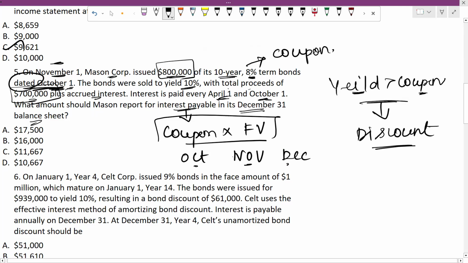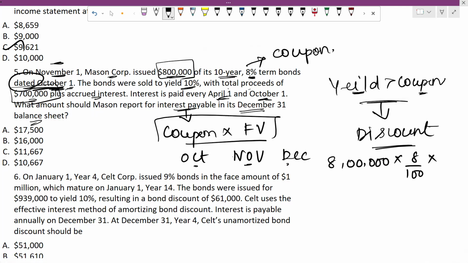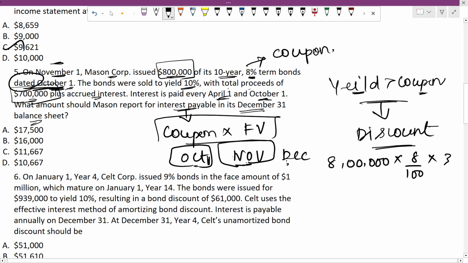So what is the amount of interest payable? Interest payable is nothing but face value into coupon rate. Face value is 8 lakh into coupon rate of 8% into how many months interest is accrued? 3 months, October, November and December. Again, I'm repeating, the bonds were issued on November only, but still the bonds are dated on October 1. So we have to calculate interest from the dated day, that is October 1. So 3 months interest is accrued, into 3 by 12. So it is 64,000 into 3 by 12. We get 16,000. Option B is the right answer. So 16,000 is the interest payable in its 31st December balance sheet.